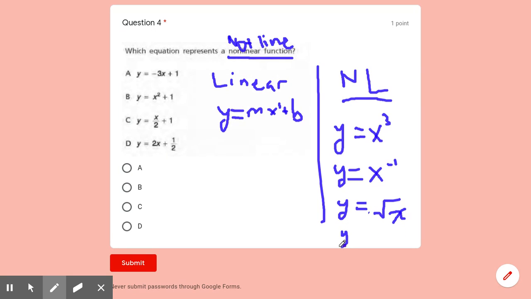And also when you have y is equal to, let's say, 5 over x, when you have x in your denominator, any of these show that it's not linear. So which one of these equations looks similar to what would be nonlinear? And there you go, you'll find your answer.